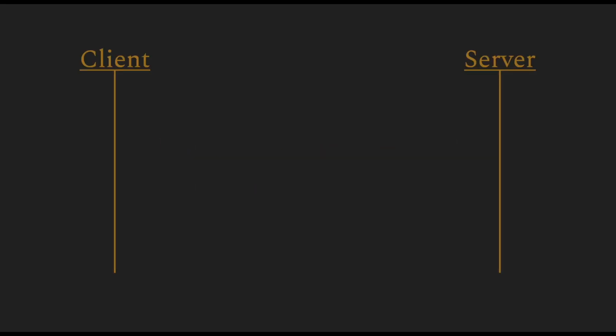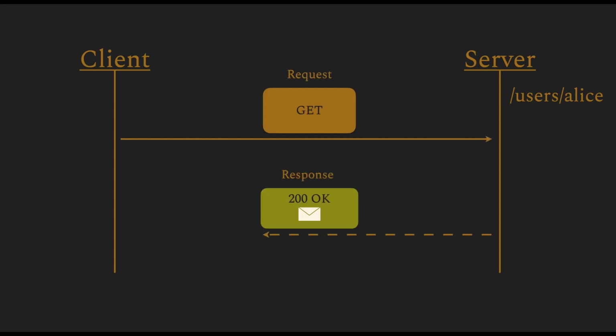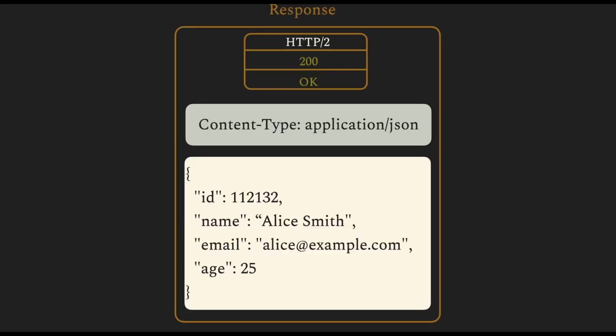A typical HTTP PATCH request is as follows. Let's say the client fetches some data on a user Alice. The client sends a GET request on this path, and the server sends a response with some data to the client. Now, the typical response might look something like this. For your reference, these sections are the start line, the headers, and the body.